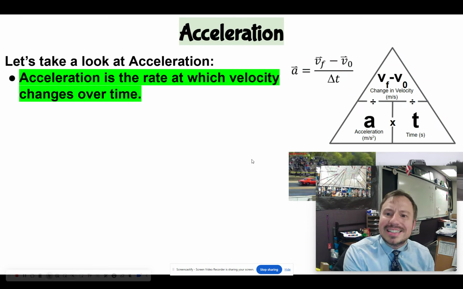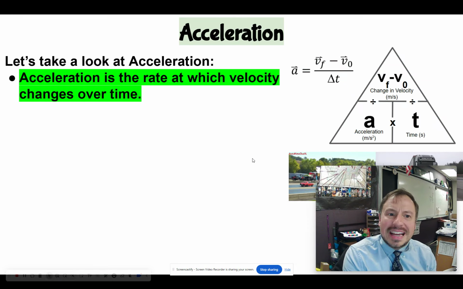So let's talk about acceleration. Acceleration is the rate at which velocity changes. So there are three ways to accelerate: speed up, slow down, and turn. This might seem counterintuitive because you might have just thought accelerate is speed up. Well, yes, but in terms of physics, it is the rate at which velocity changes.